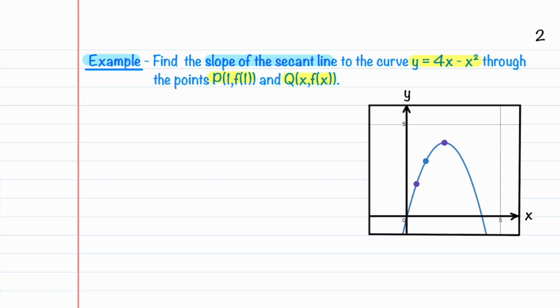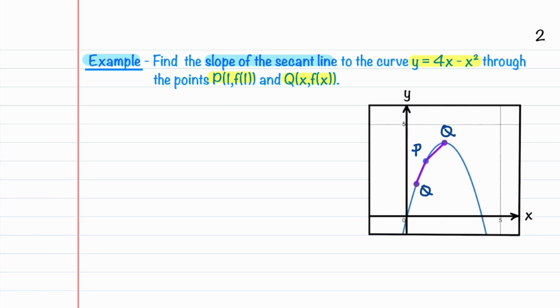I've graphed this function so that we can see what the secant line looks like before we go and find its slope. This blue point here is point P, and then I put a point Q to the right of P and another point Q to the left of P. Our secant line then between P and Q looks like this, or looks like this. Let's now find its slope.